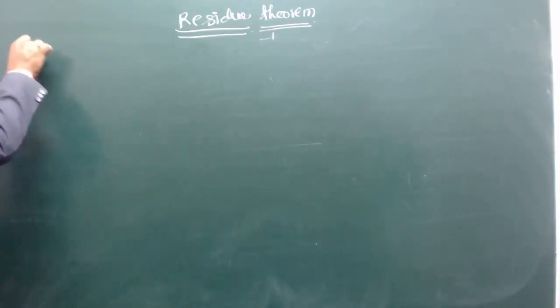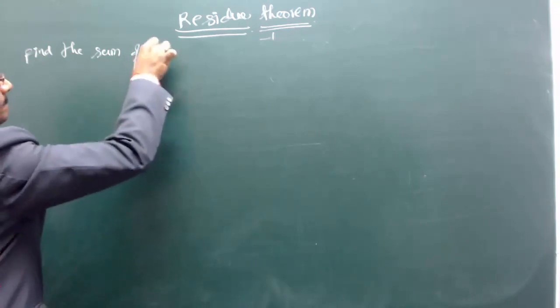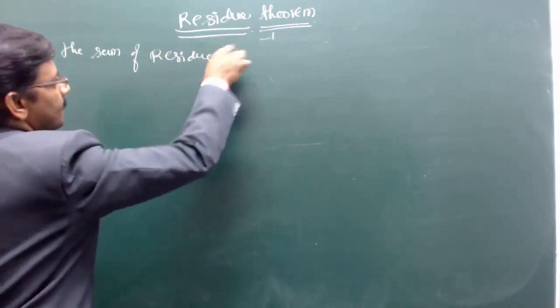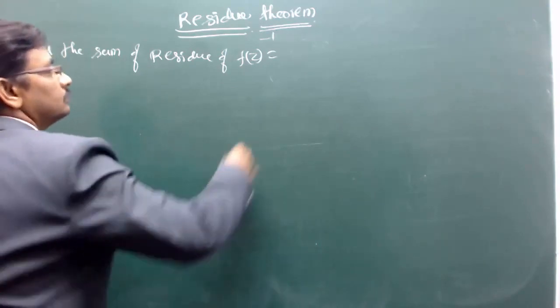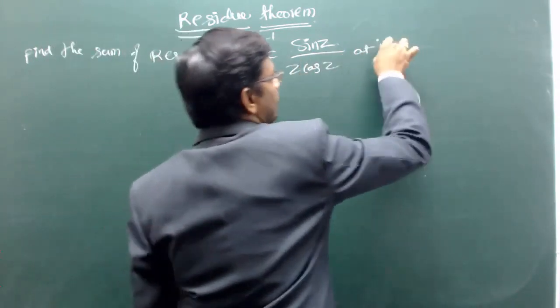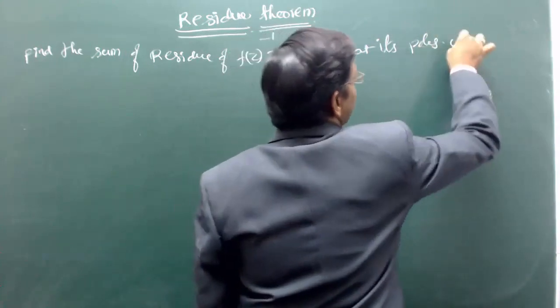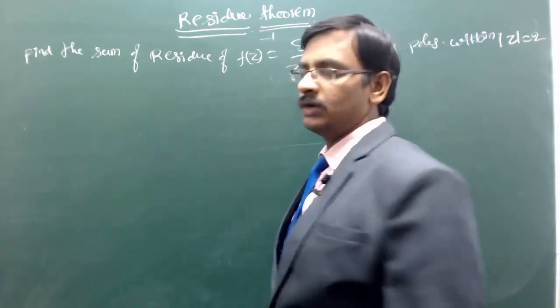So note down one problem based on this. Find the sum of the residues of f of z is equal to sin z divided by z cos z at its poles inside the circle mod z is equal to 2. So can you find the residue of it?